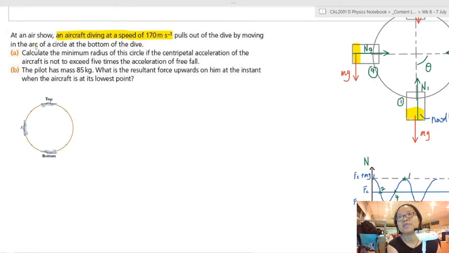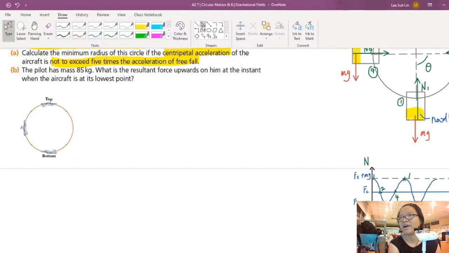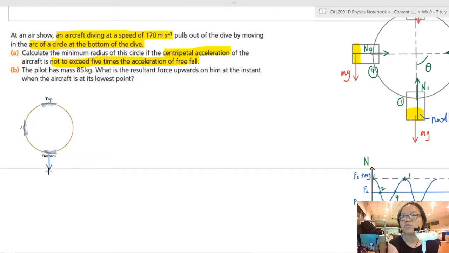All right, next question. In an air show, an aircraft diving at a speed of 170 meters per second pulls out the dive by moving in the arc of a circle at the bottom of the dive. Calculate the minimum radius of the circle if the centripetal acceleration is not to exceed 5 times the acceleration of free fall. So 5 times g is your maximum value.